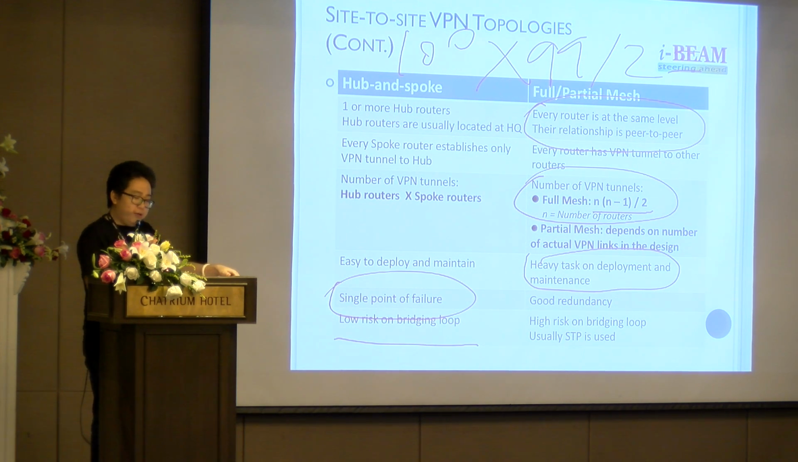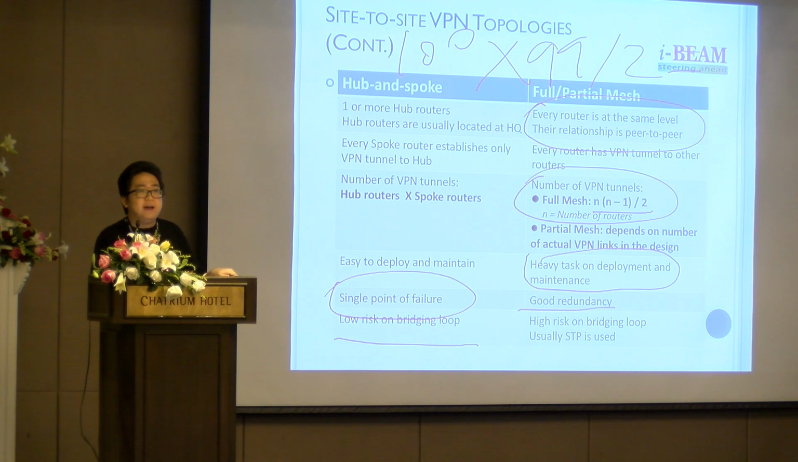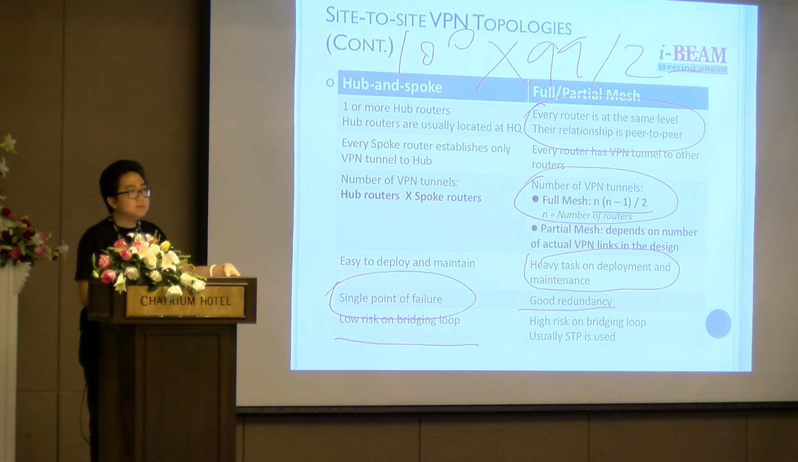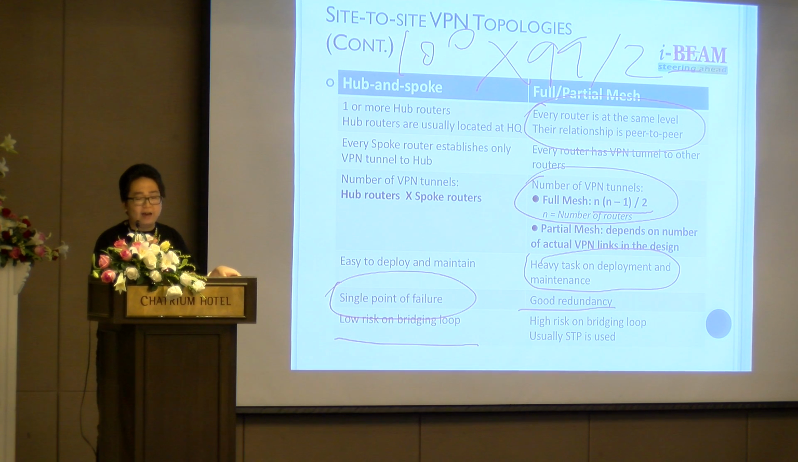But it has good redundancy because it does not rely on the headquarters. So even if a fire happens in your head office, at least your branch offices still can message each other, hey, our head office is on fire now. And also because every location has more than one connection to other locations, it has a high risk of bridging loop. So normally we should use spanning tree for loop avoidance.